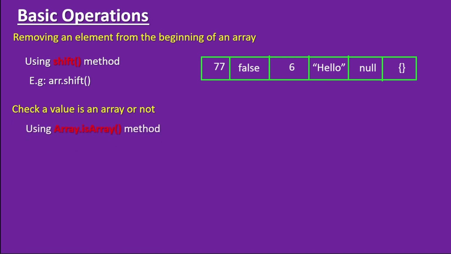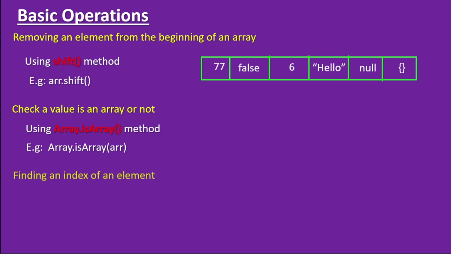Next, we have a method to check whether a created value is an array or not. That is Array.isArray, in which we pass the value which we have created to find out whether it is an array or not. Like this, Array.isArray, and here I am passing the array name. It will return true or false. If the value is an array, it will return true. If it is not, it will return false.